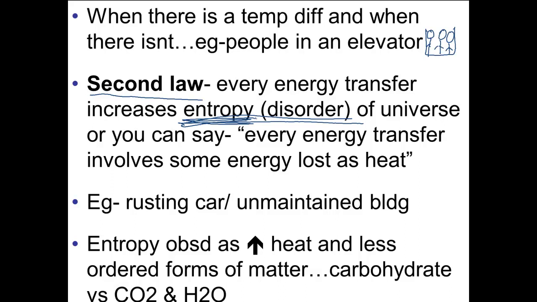And slowly the car starts rusting, the metal starts rusting. Did you do anything to it? No, you just left it as it is. But this process took place on its own. So this gives you an understanding that if you leave things as they are, they are going to move towards disorder. That is the end point you can understand from this example. Or take the example of an unmaintained building or an unmaintained garden. It would just move into disorder on its own.